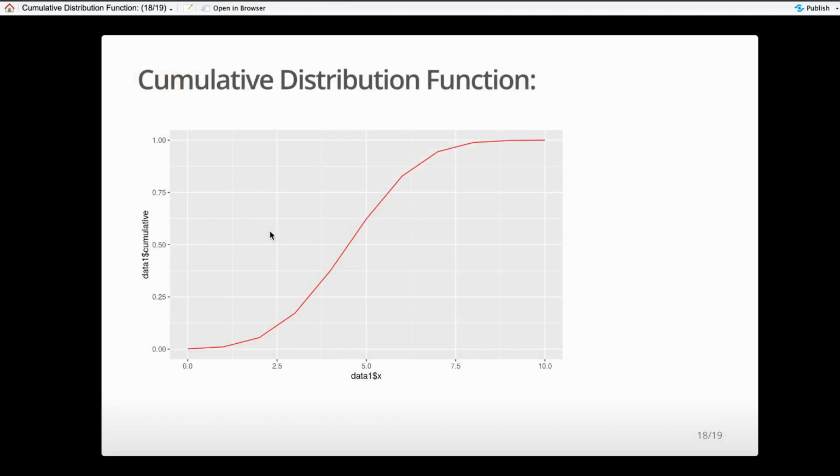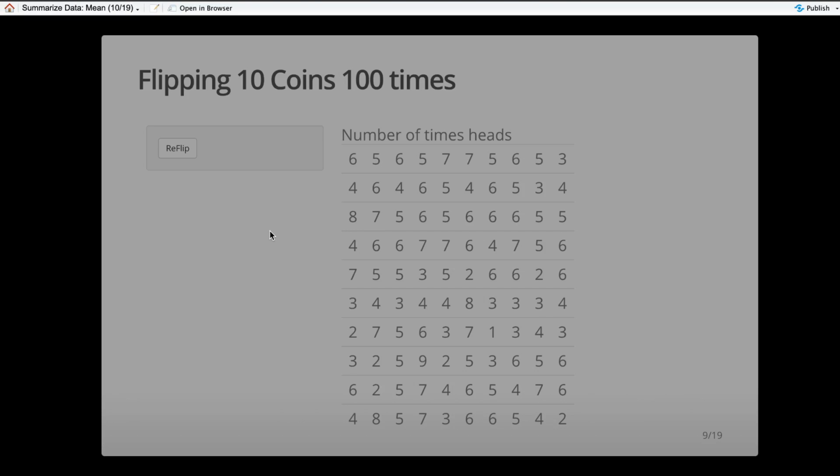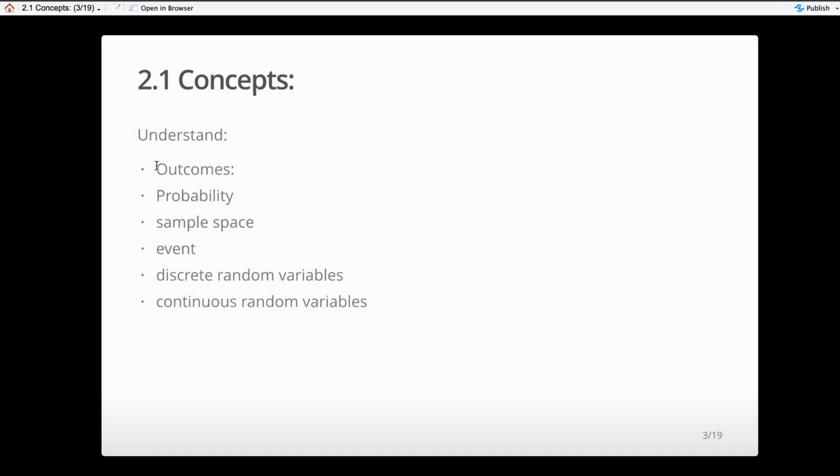Okay, so we've talked about our probability distribution function, our cumulative distribution function. We've talked about the empirical versions of each of those. We've gotten the idea that the outcomes are what you get in each trial. I think we already get the idea of probability, the probability of getting a head. Sample space is the possible outcomes that can result. Each time you do a trial, that is an event.